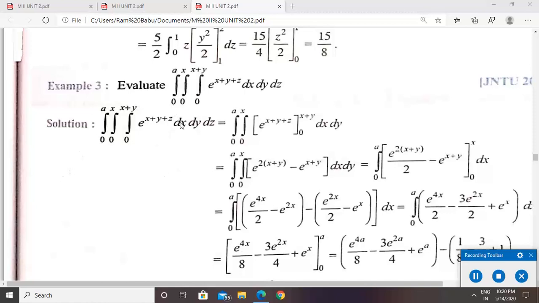Okay, this is the given function. Now first we will integrate this function with respect to z. What is the integral value of e power of x plus y plus z? E power of x plus y plus z, because integration of e power of x is e power of x. Here limits are 0 and x plus y. Now first we will replace z with x plus y, then next with 0.